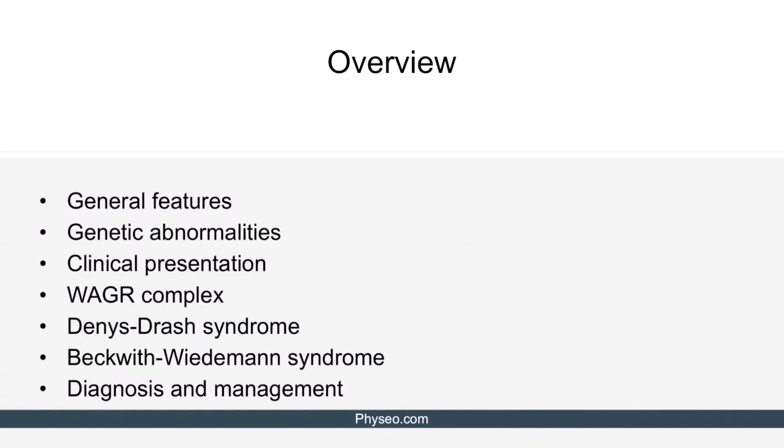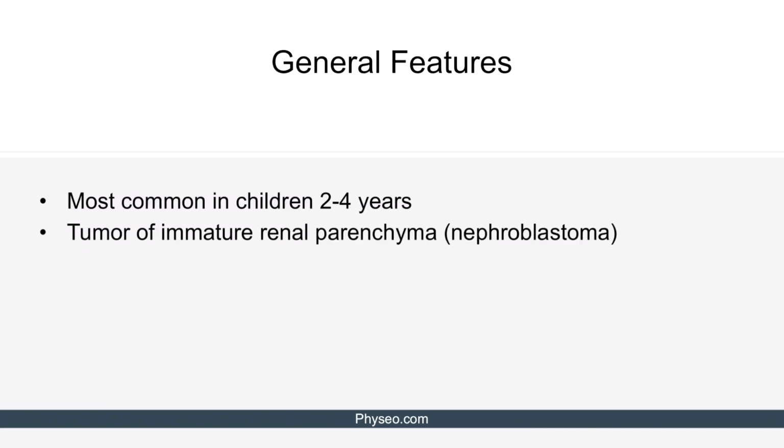Okay, now let's move on to discuss Wilms tumor. With regards to Wilms tumor, we'll be discussing general features, genetic abnormalities, clinical presentation, WAGR complex, Denys-Drash syndrome, Beckwith-Wiedemann syndrome, and the diagnosis and management. Let's begin with general features. Wilms tumor is most commonly diagnosed in children from 2 to 4 years of age. It's a malignancy of immature renal parenchyma. This is why it's also known as nephroblastoma.